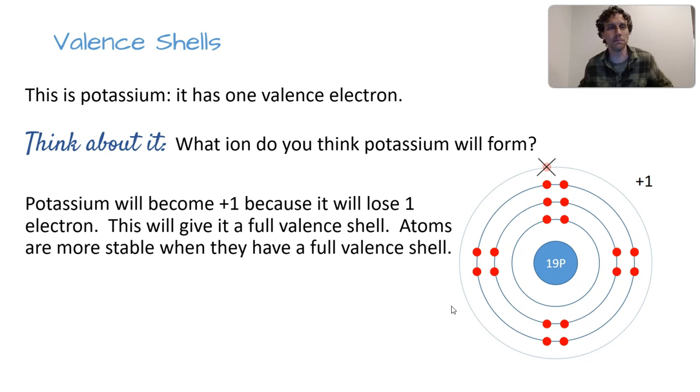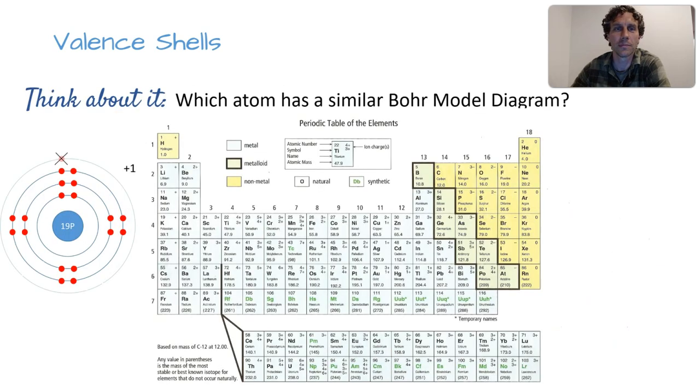So potassium will become +1 because it will lose 1 electron, and this will give it a full valence shell. And as we just talked about, atoms are more stable when they have a full valence shell. Okay?